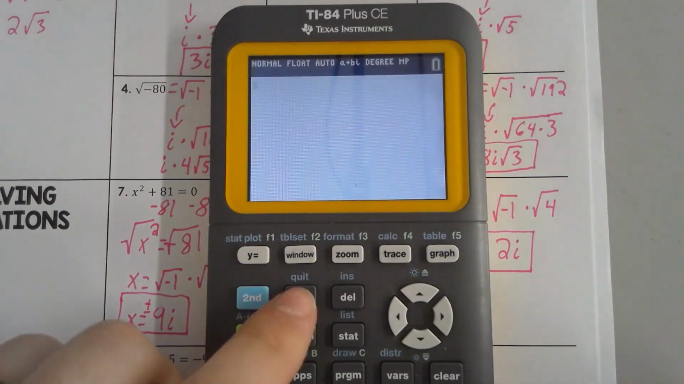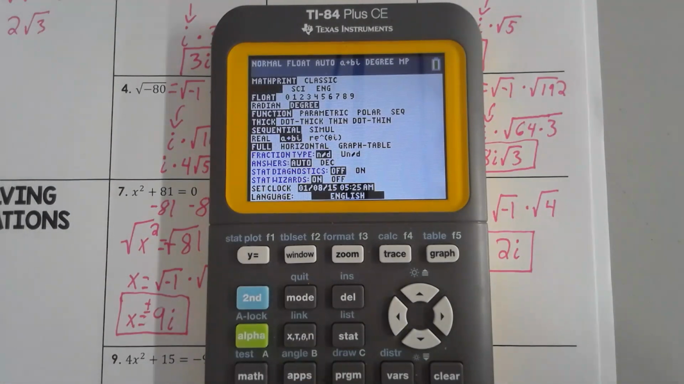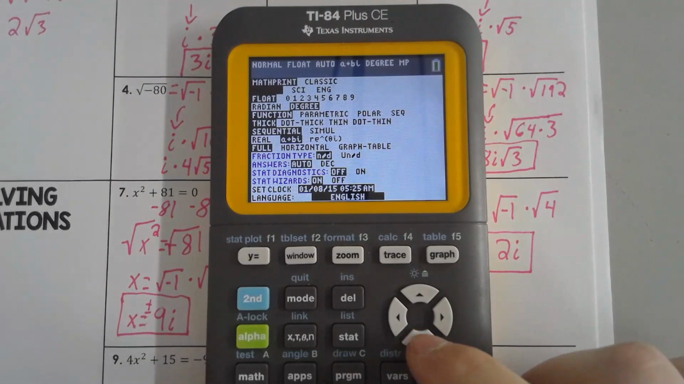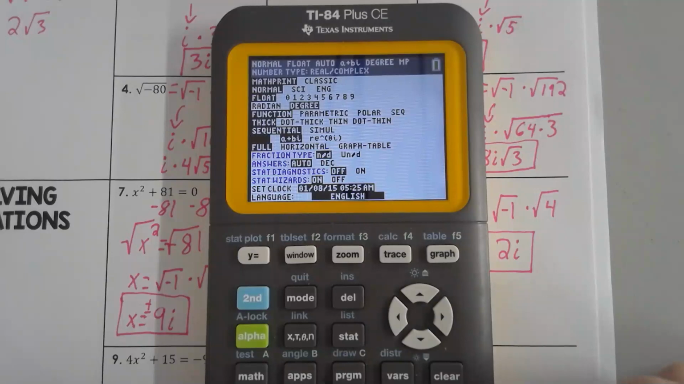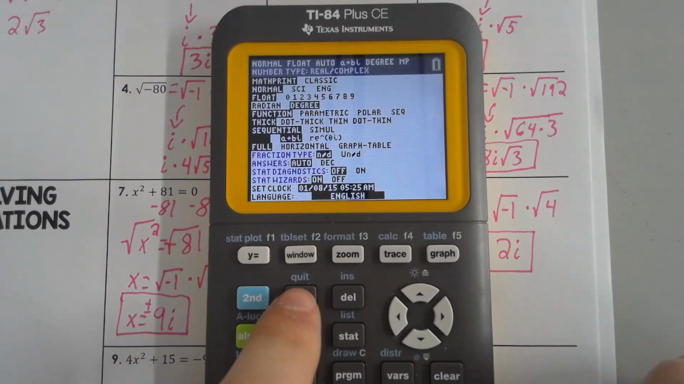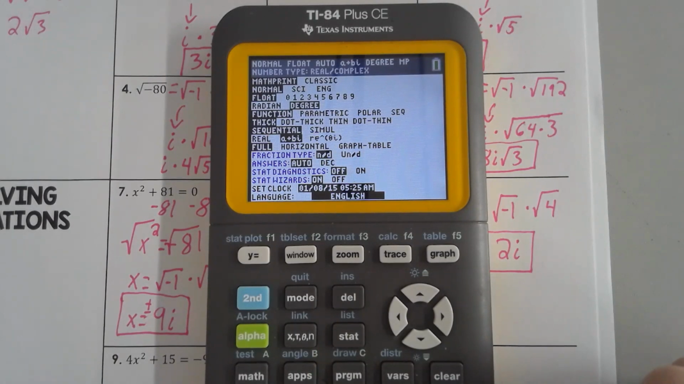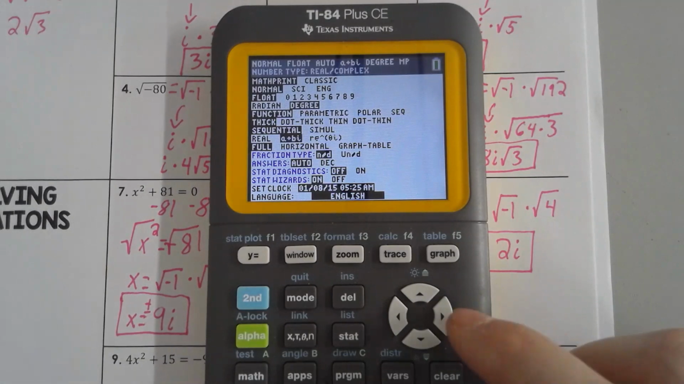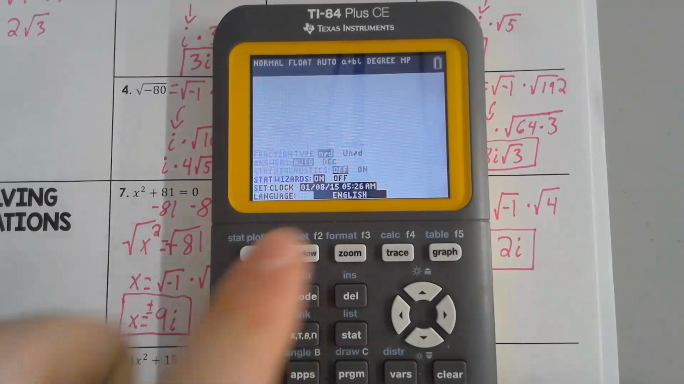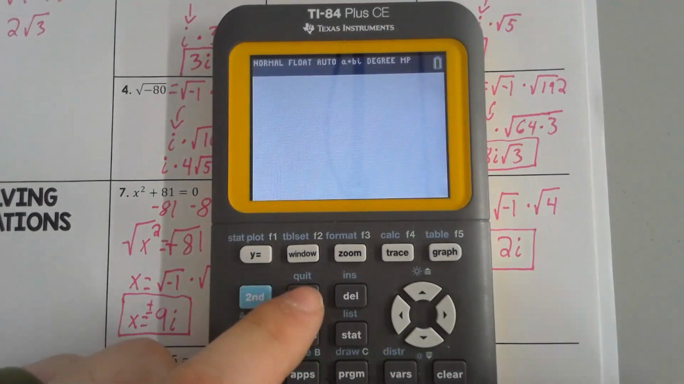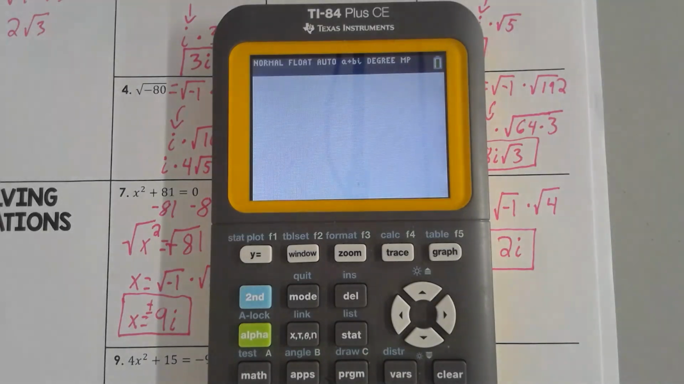If you click mode right here, it'll pull up this screen. Scroll down 6 times, and see, mine's an A plus BI, so it's highlighted. Click mode, then scroll down 6 times to where it's flashing. Then click over to the right to A plus BI and hit enter. And then you can back out of it. It needs to be in A plus BI.